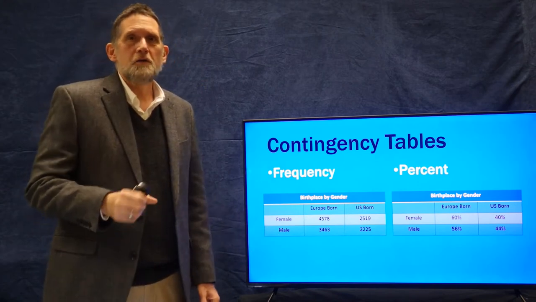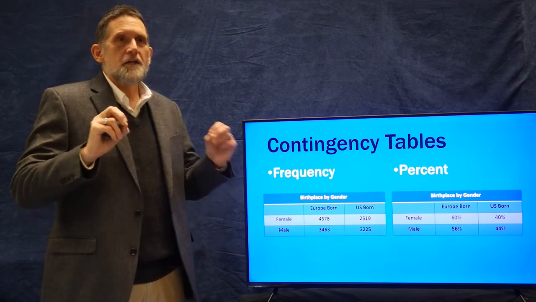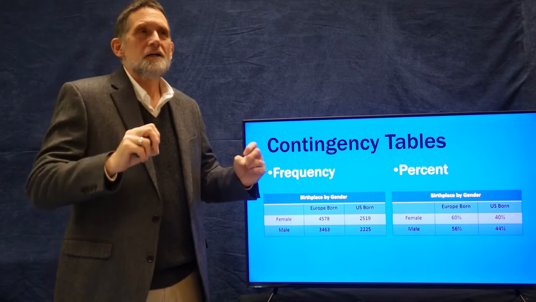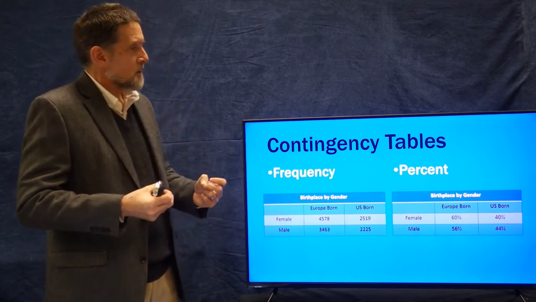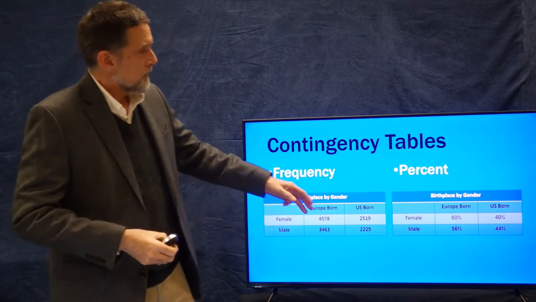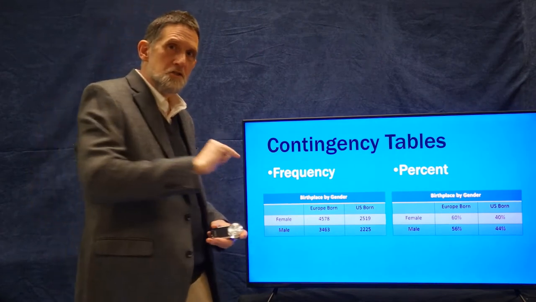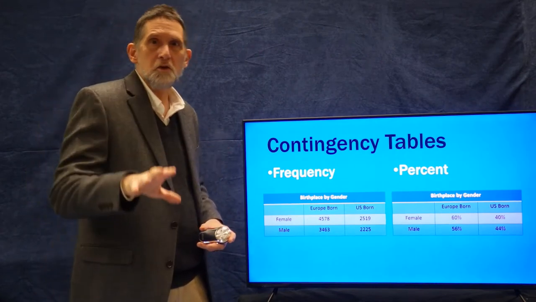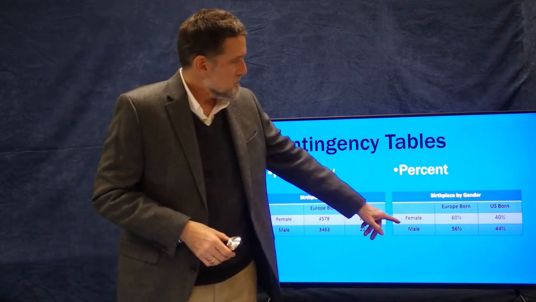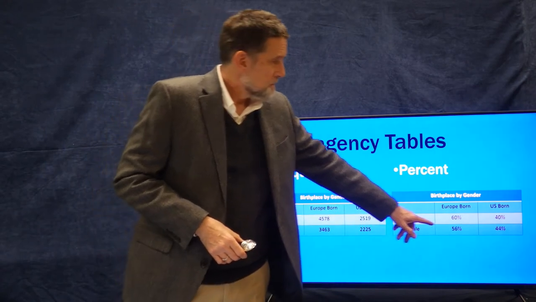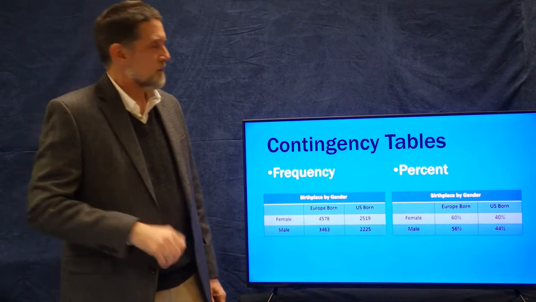As we talked about when we were looking at one variable frequency tables, it's often much easier to gain insight into what's going on by looking at percentages. And what I've got here is row percentages. One of the nice things about row percentages is you can read it left to right just like you read text on a page. And here we can see that of females, 60% are European-born, 40% are US-born. That's roughly, I rounded those numbers.